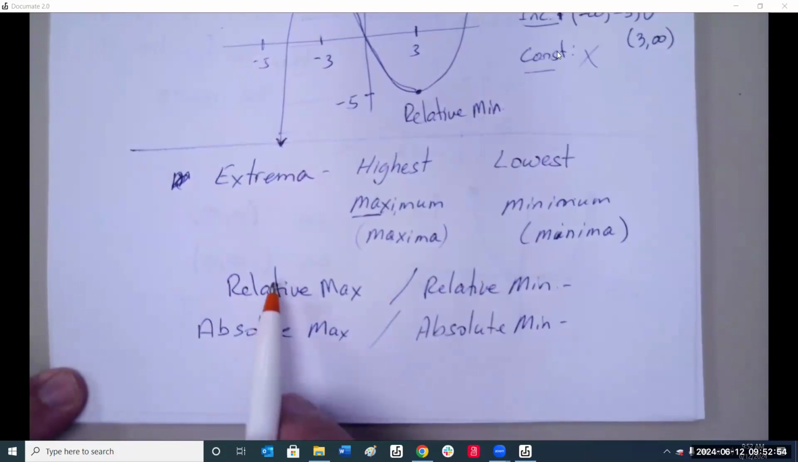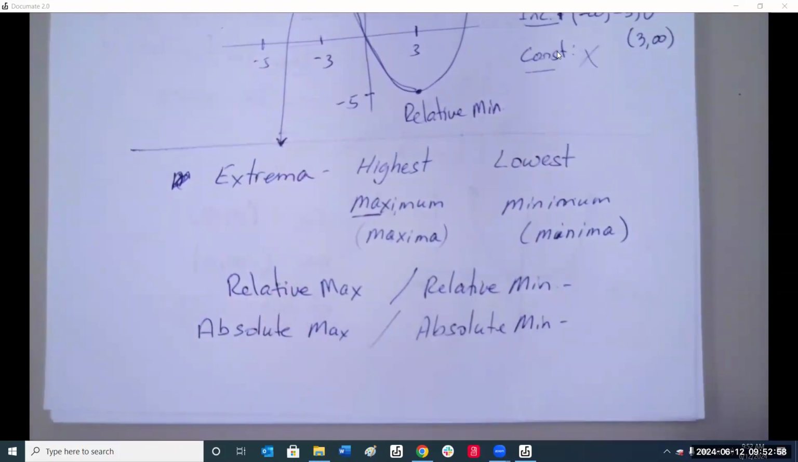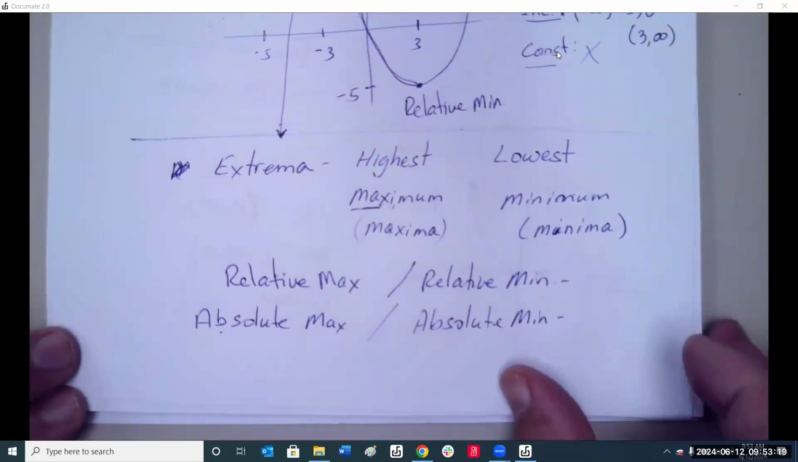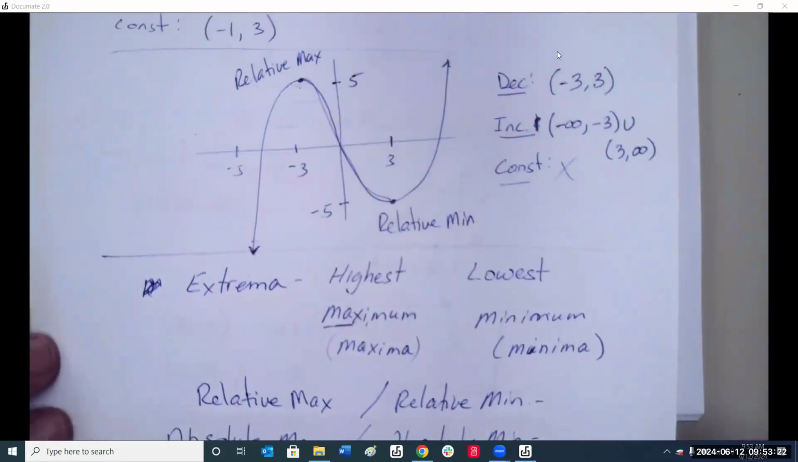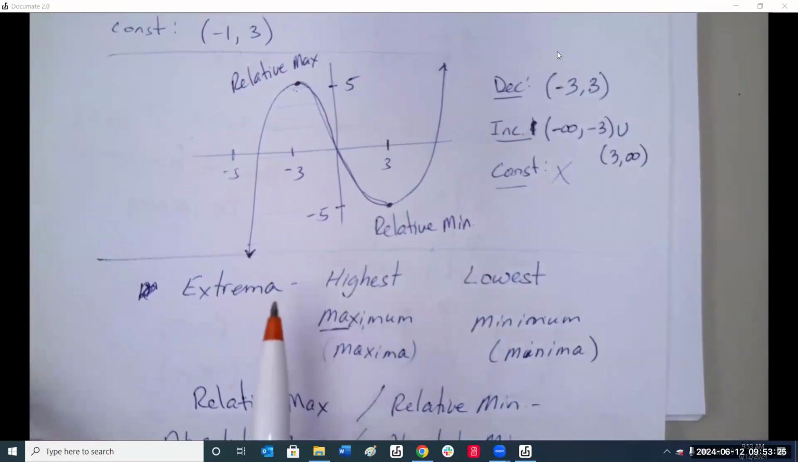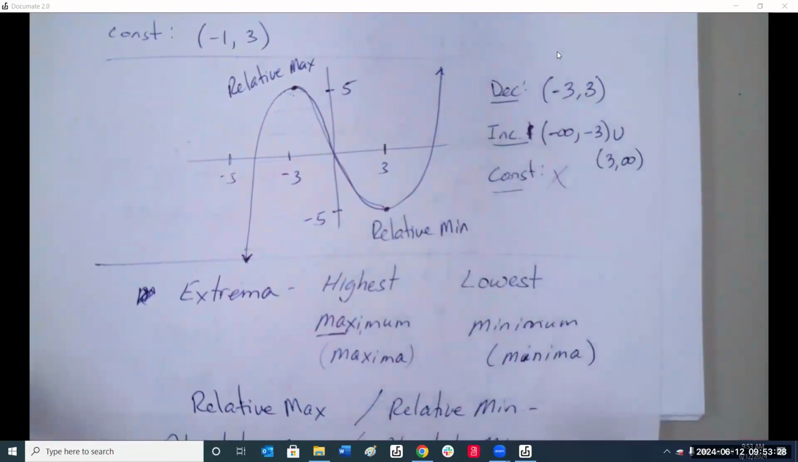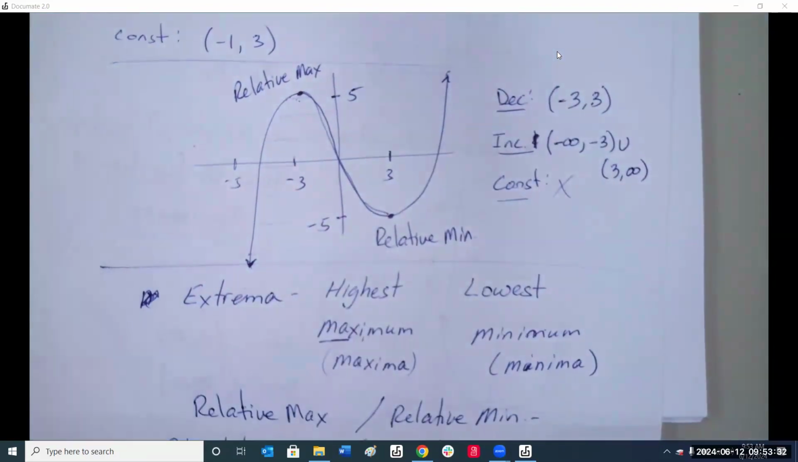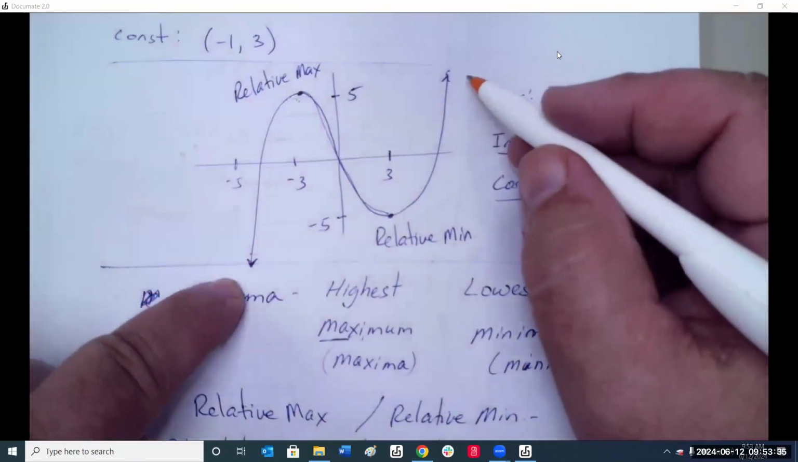So what's the difference between the relative and absolute? The whole picture, right? The absolutes are the maximums and minimums, the highest or lowest of the entire picture. The relative is only just a small section. So the graph over there doesn't have an absolute because it's arrows. If these were dots, then we can say those are absolute because they're higher and lower than everything else.